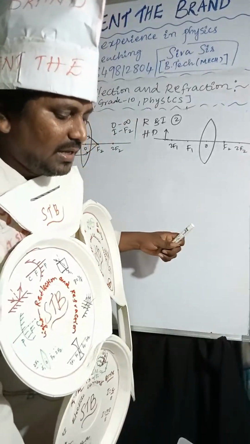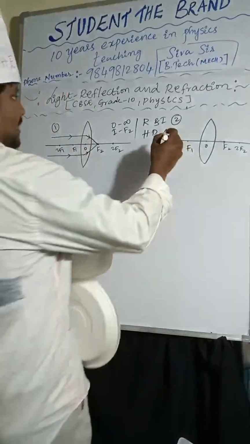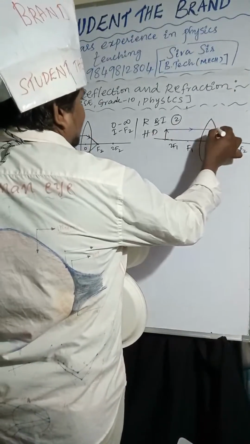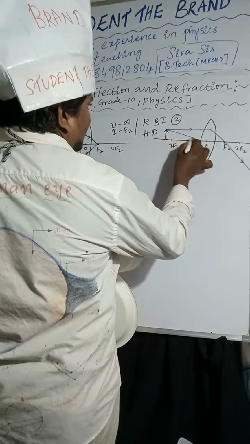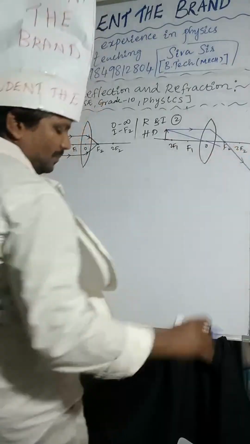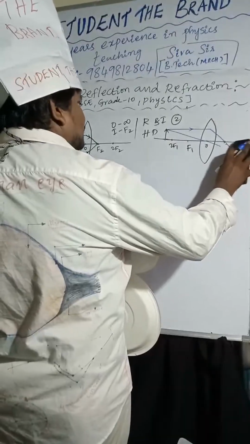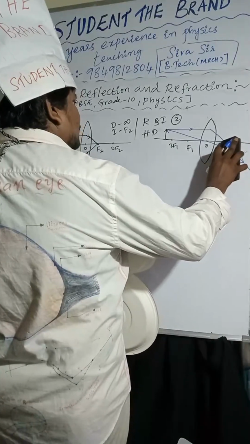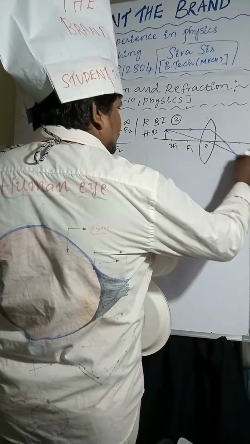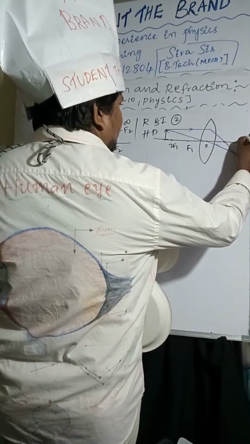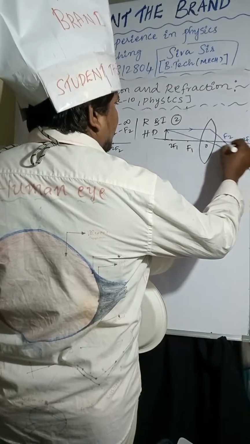Here you can see I am taking one light ray. It passes through the focus, so after refraction it passes through the focus. Another light ray I am taking through the optic center. Those will meet between F2 and 2F2. Between F2 and 2F2 the image will form. This is 2F2, this is F2. The image will form here.